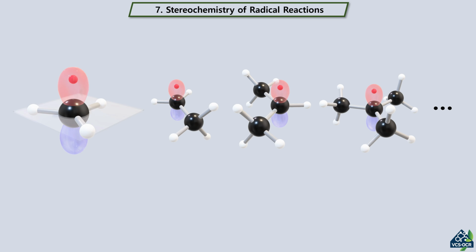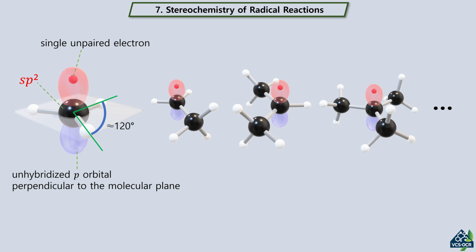Beyond reactivity and selectivity, radical reactions also have important stereochemical consequences. Recall that an alkyl radical center adopts a trigonal planar geometry with sp2 hybridization. The unpaired single electron resides in an unhybridized p orbital that extends equally above and below the molecular plane.